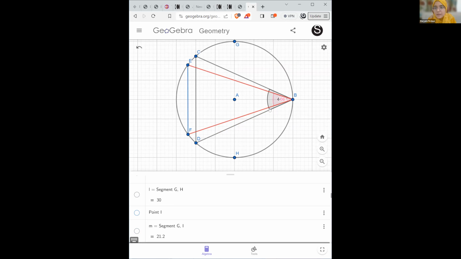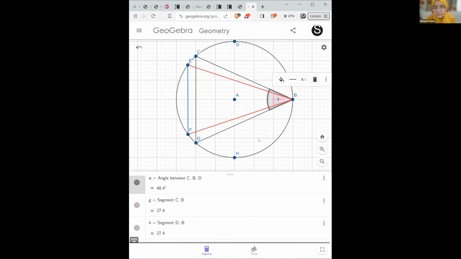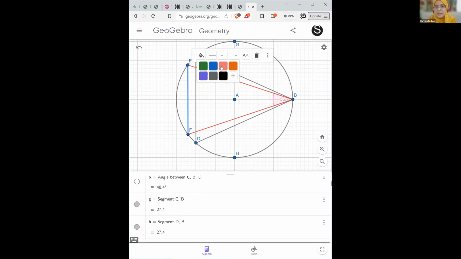Let me hide this as well. Can you see the angle subtended by EF? It is 36 point something, 36.7 degrees, right? So this is the chord EF. Now what happens if we increase the length of the chord?